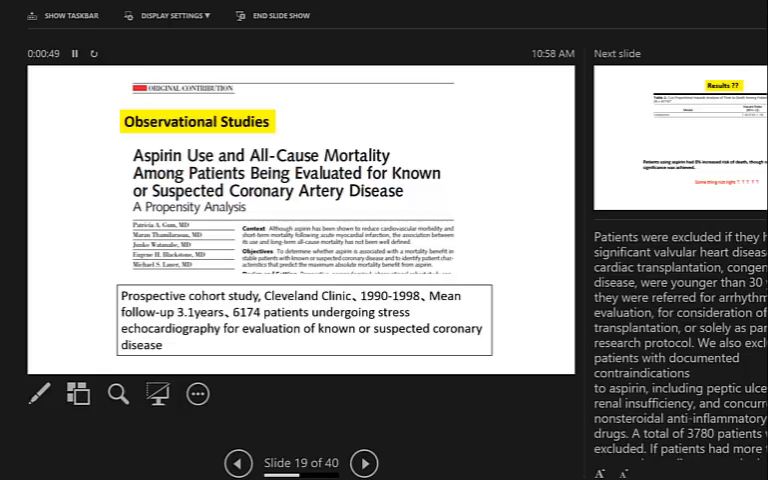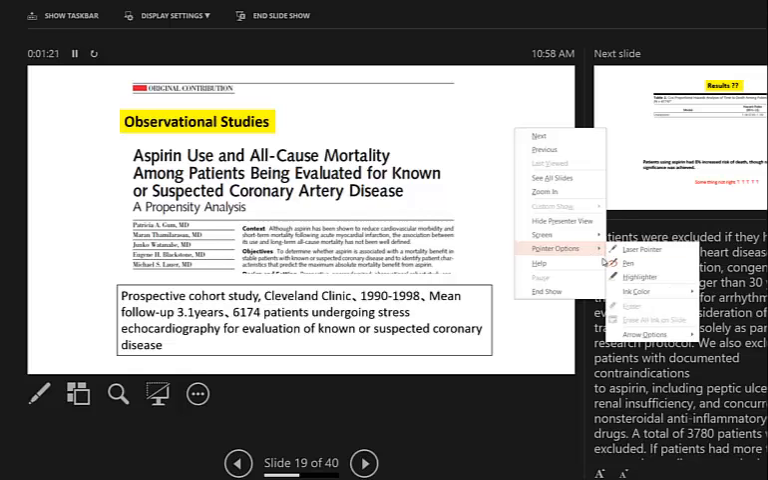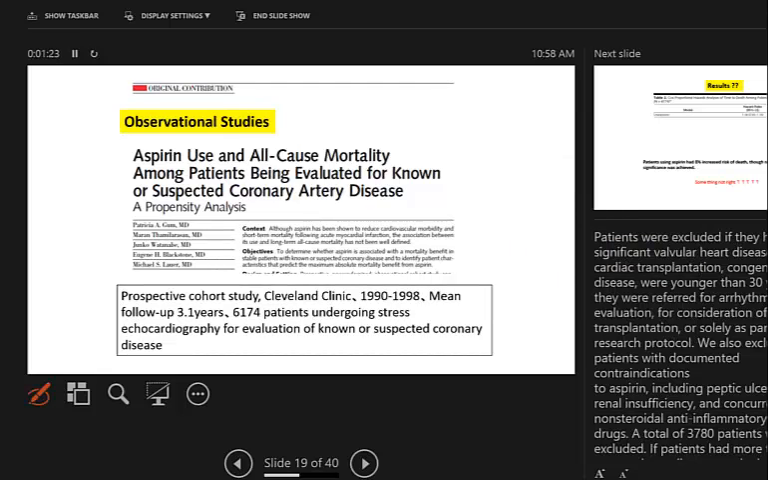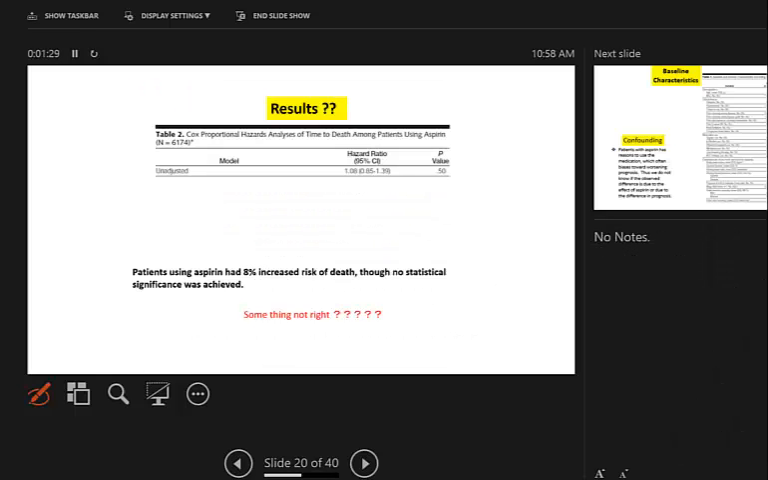It's great. So data are from the Cleveland Clinic, and patients are followed from 1990 to 1998. These are patients who had echocardiography for known or suspected coronary disease. Okay? And then they are followed for a median of 3.1 years for the outcome of death. Right? So the maximum follow-up time is 8 years. Okay? So this is the data from an observational study, and this is a typical observational study.